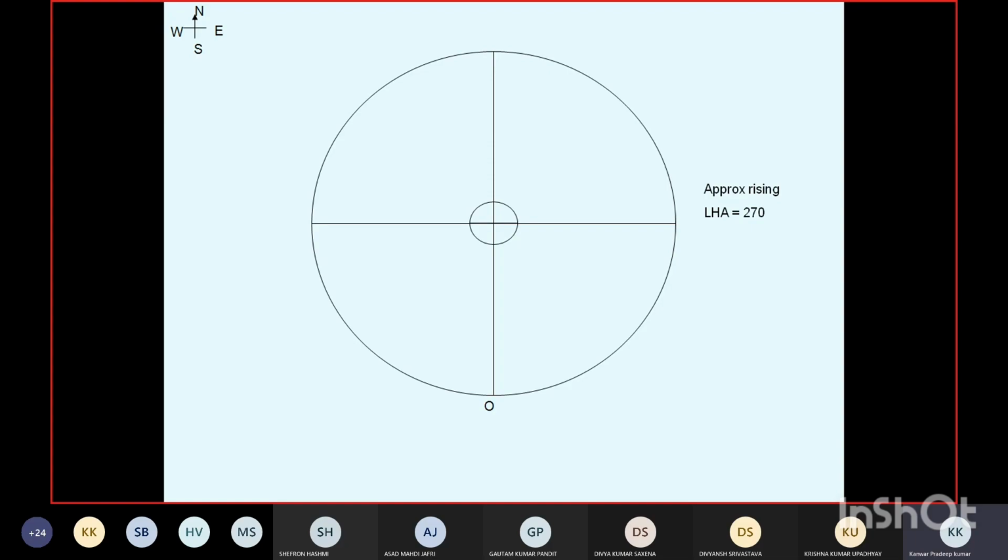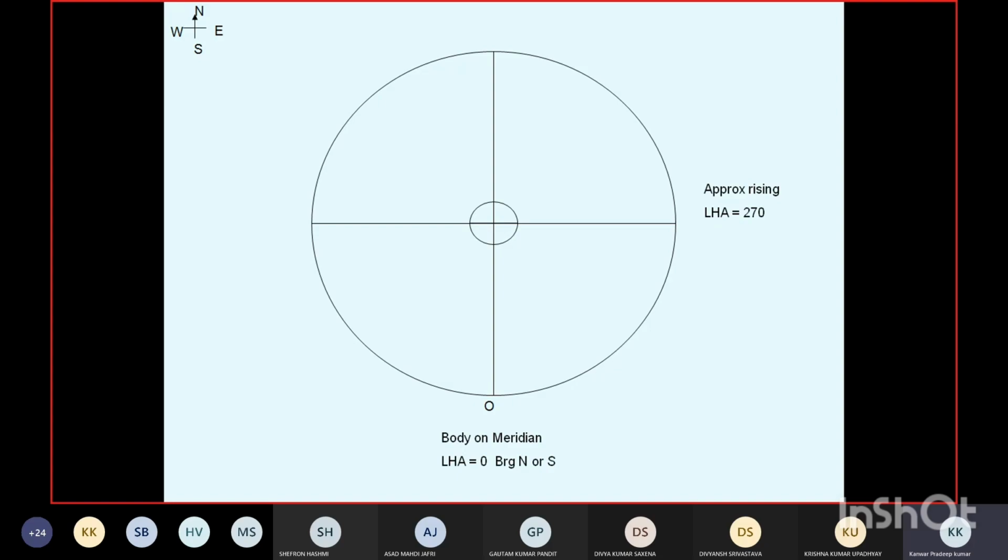So let us say a body is rising in the eastern horizon. What will be the LHA of the body, the local hour angle? Approximately 270, because you are measuring from the observer's meridian to the body, measuring westwards. The next picture will be a little more clear.